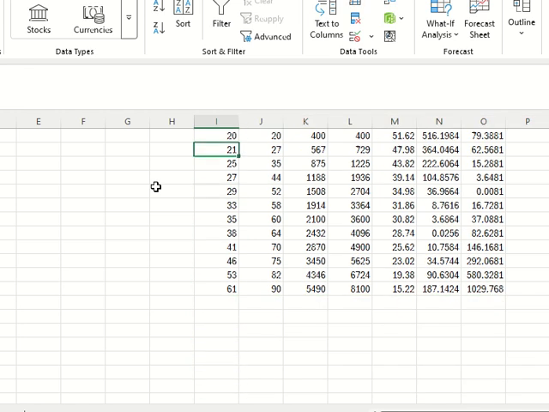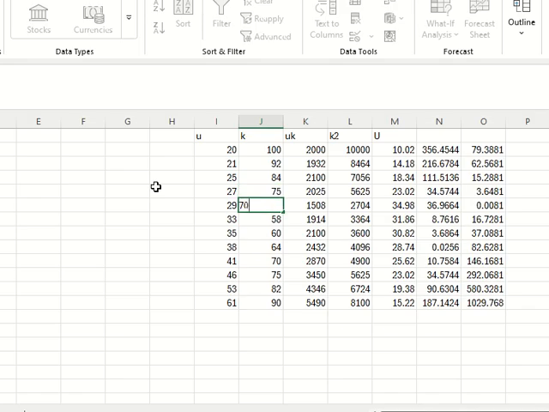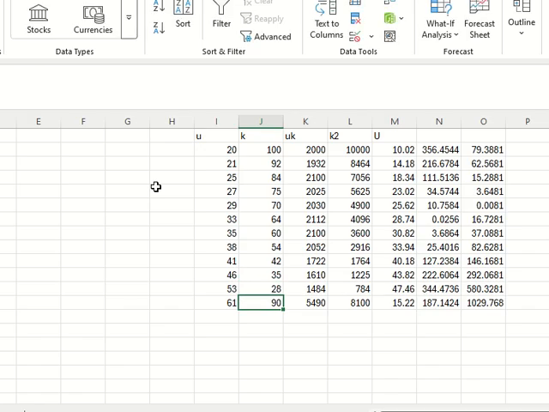Okay, k values: 100, 90, 85, 75, 70, 65, 64, 60, 54, 42, 35, 28, 22. Okay, I will show you the initial steps.